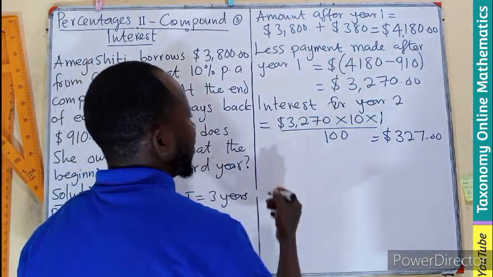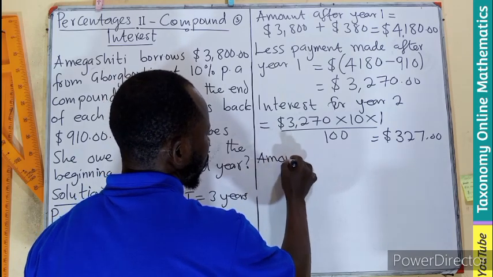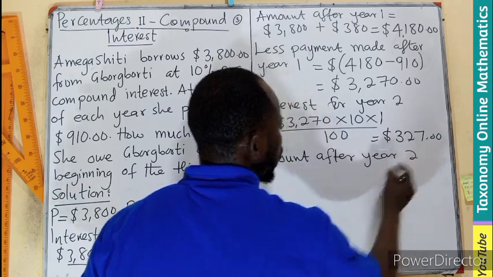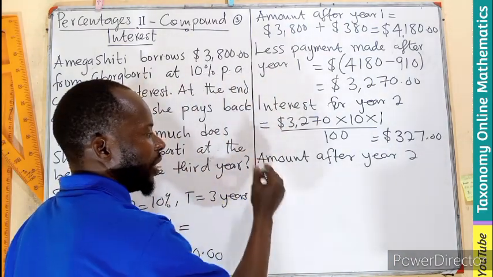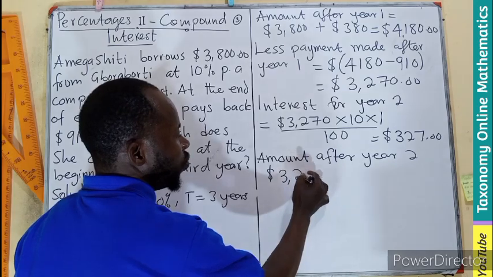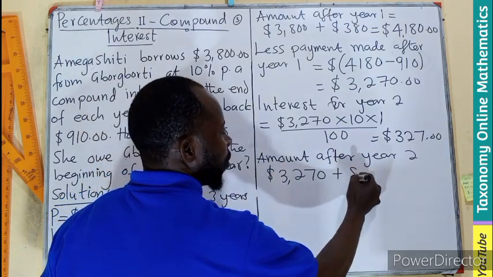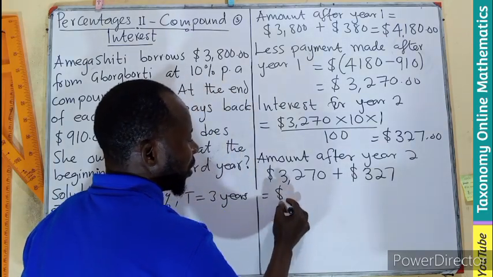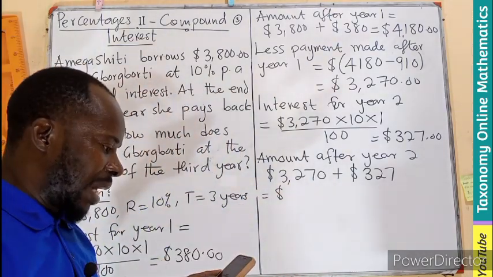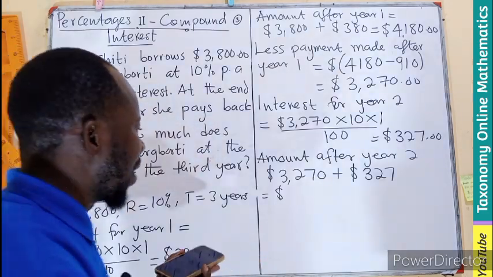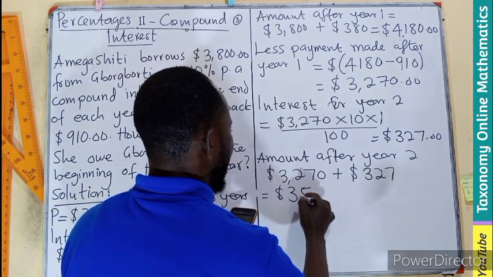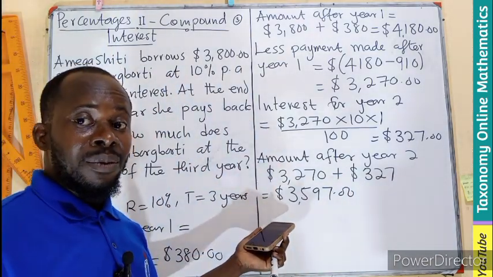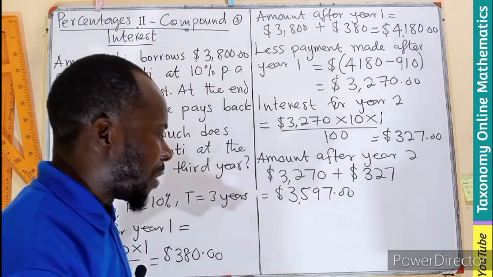So let's see, amount after year 2. What do we have? We began with 3,270, and that accrues an interest of 327. So when we add that together, that will be $3,597. Remember, this is what I'm supposed to pay at the end of the second year, but I'm going to make a less payment.